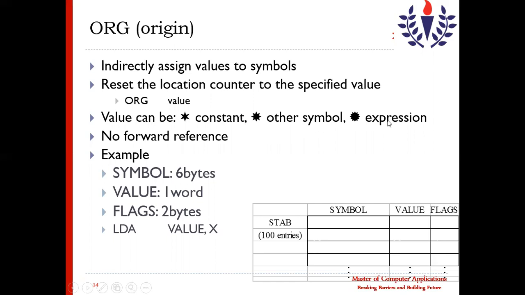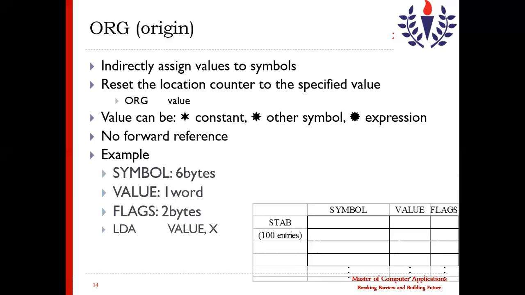Other symbols or expressions. And because we are directly giving the value here, no forward reference will occur. Now in this example, there is a symbol. One symbol, that is the name symbol, having 6 bytes, and then one value as a symbol will need one word. Flag as a symbol needs 2 bytes, and one statement, one instruction is there, load value to x. So one table we have to fill, in that one table we have to fill.